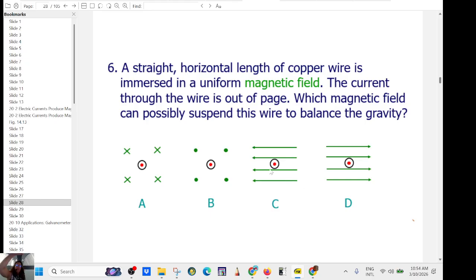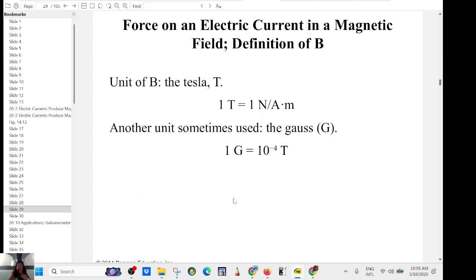And what about here? The current is going towards you, the magnetic field is going this way. So the force will be up. Very good. So if you want to balance gravity, you're gonna use this one. Gravity is gonna go down, and the magnetic force will go up. In the other case, the magnetic force will be down, gravity will be down, so it's not going to work. So the answer is C.